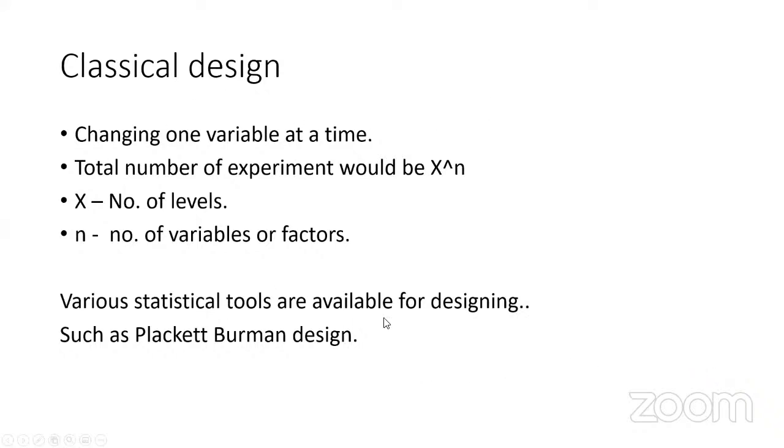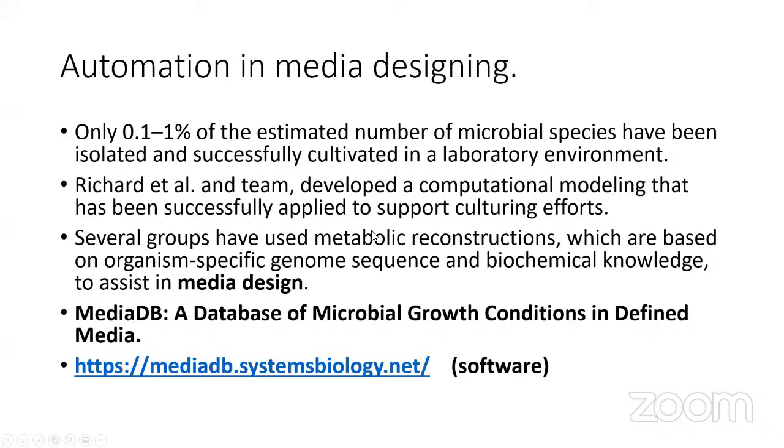You have a whole lot of statistical tools for designing experiments, like Plackett-Burman and multiple other methods, where you can pick your variables and do a deeper design. However, more recently, people are using automation in media designing, where only about 1% of the estimated number of organisms have been successfully grown. But researchers are developing computational modeling to support culturing efforts.